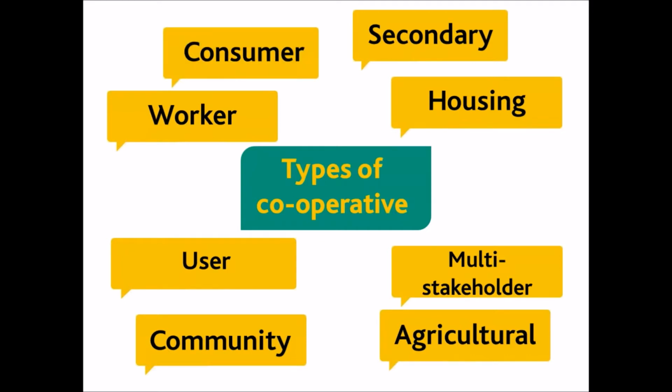A consumer cooperative is where the members buy particular goods from the cooperative. An example of this is the Co-operative Group. You can become a member of that organisation, and in doing so you benefit by having reduced cost on food and goods provided by the cooperative.